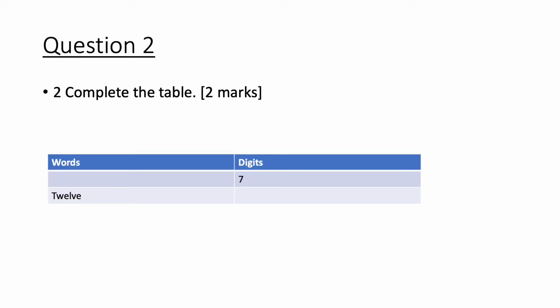Question number 2, it says complete the table. I've got words and digits. So the word for 7 is SEVEN, guys. So that's how to spell the word 7, and the word 12 in digits is 1 and 2. So 12 is 1 ten and 2 units. 10 plus 2 is 12.